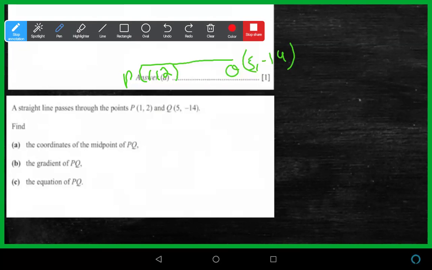Now, the coordinate of the midpoint. Now we have to find the midpoint of P and Q. We have seen the formula of midpoint. I hope you have noted down the formulas. X1 plus X2 divided by 2, comma Y1 plus Y2 divided by 2. So this is the formula of midpoint.